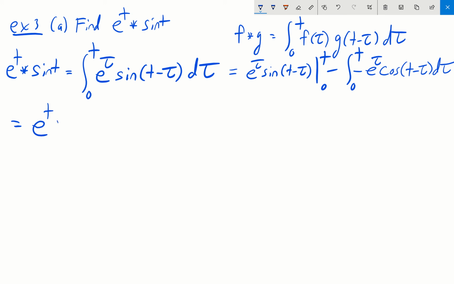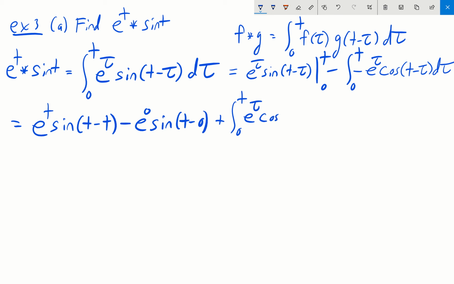So it's going to be e to the t times the sine of t minus, remember, tau is getting replaced with t, minus, everywhere I say tau, I'm now going to put 0. This is going to be e to the 0 times the sine of t minus 0. And then notice here we have a negative and a negative. That'll make that a positive. The integral from 0 to t of e to the tau cosine of t minus tau d tau.